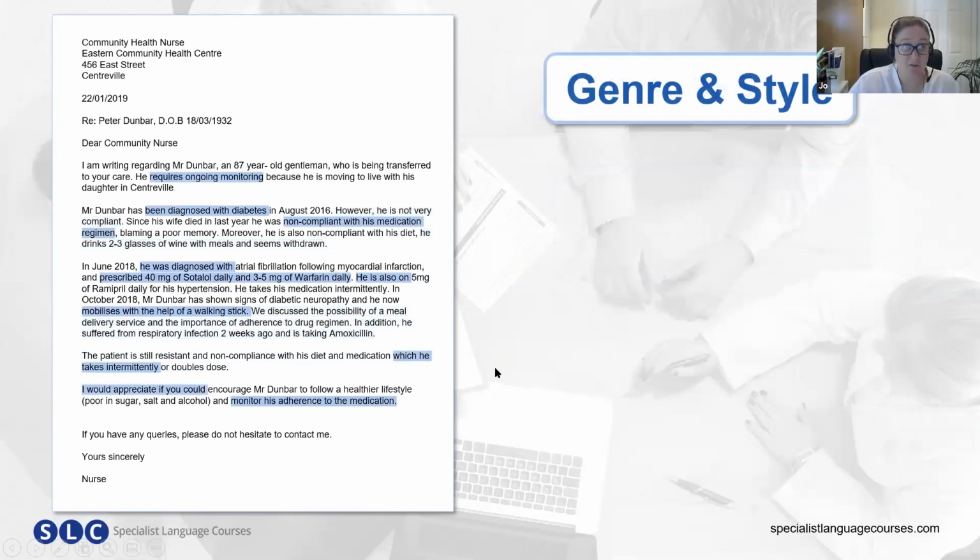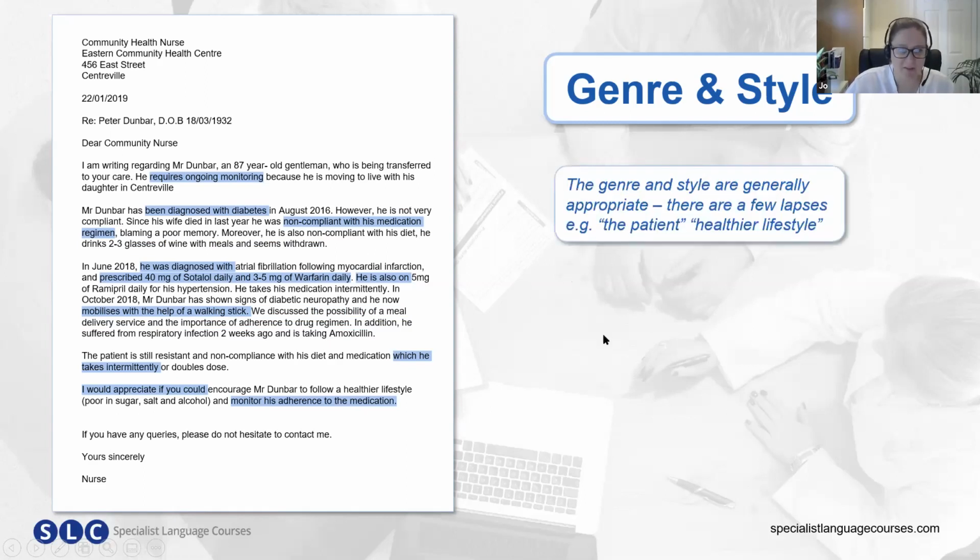Genre and style, this has been done quite successfully. As you see here, there's lots of professional language. It's quite factual. There's some effective use of passive. It's generally appropriate. There's a few lapses, but they are not distracting.